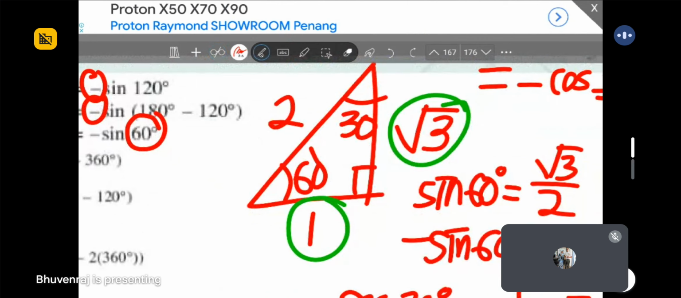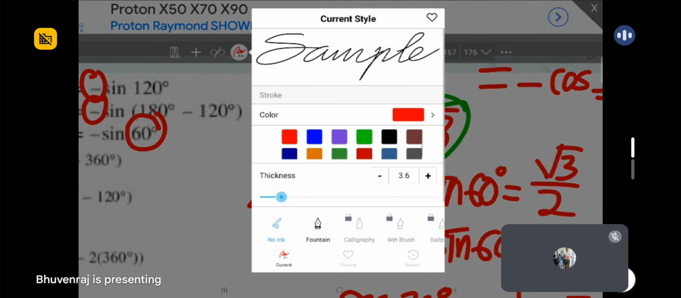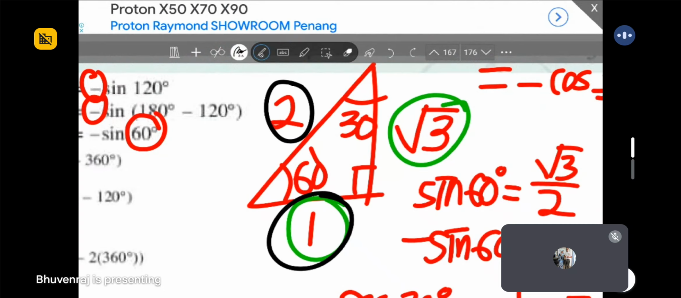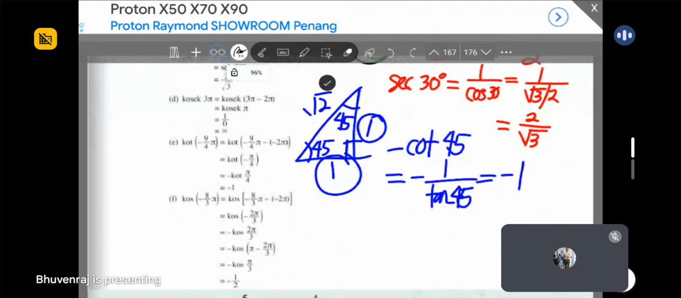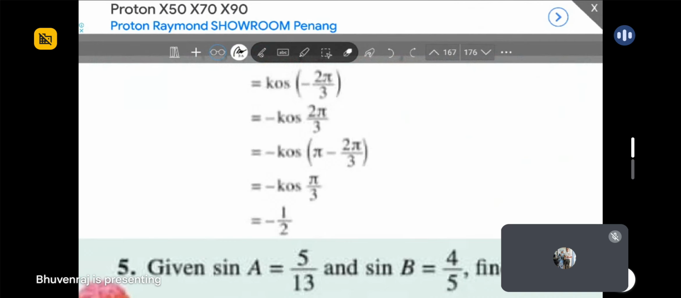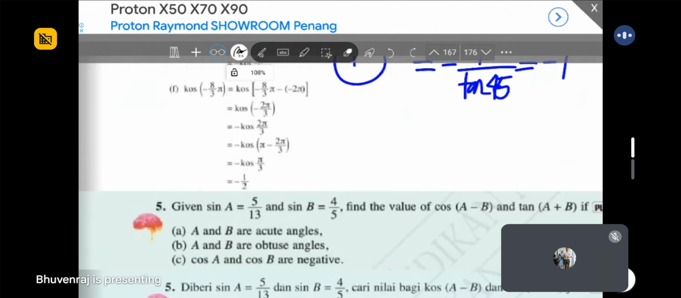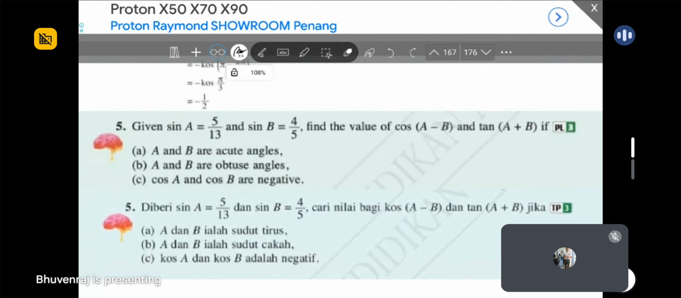Okay, so cos 60, you can get the answer from here. Cos 60 is adjacent over hypotenuse. So the answer is 1 over 2, bersebelahan hypotenuse. So that's why our answer is negative half. So easy, right guys? So fun to play with the ratio. Boleh main nisbah dengan senang saja. Alright? Okay.